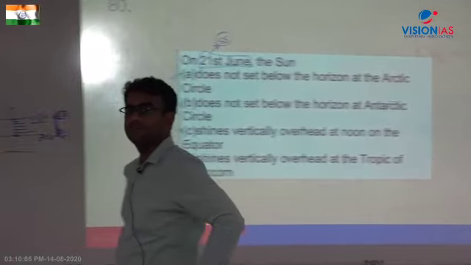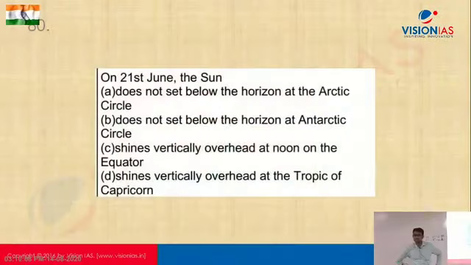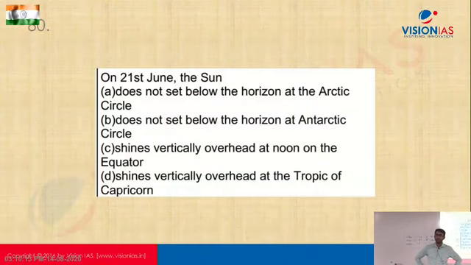So we have a query. This is good. The polar day started shifting from the North Pole to 66.5 degrees. At the same time, the polar night started to shift in which direction? From the South Pole to 66.5 degrees south.